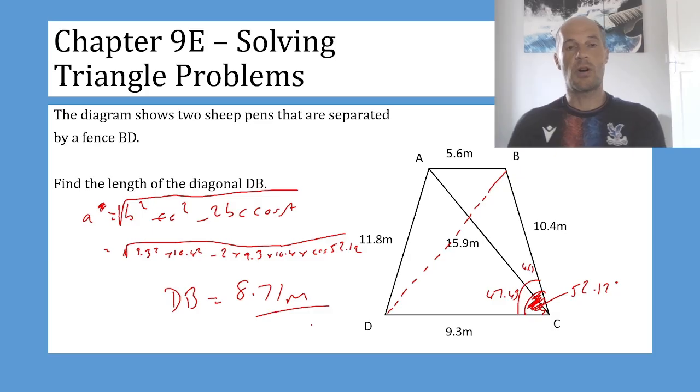So a lot of these triangle problems, it's just a question of combining the two sine rules, one for angles and sides and one for the area, and the cosine rule. Try to prioritise the sine rule over the cosine rule. That would be my advice, as it's a lot easier to use.